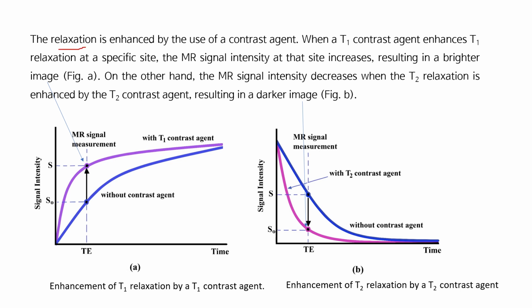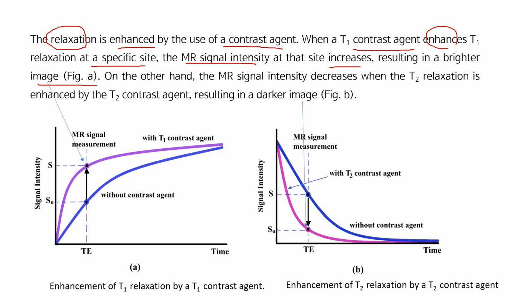The relaxation is enhanced by the use of a contrast agent, while a T1 contrast agent enhances T1 relaxation at the specific site. The MR signal intensity at that site increases, resulting in a bright image.